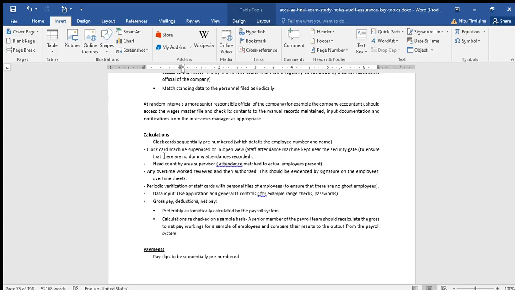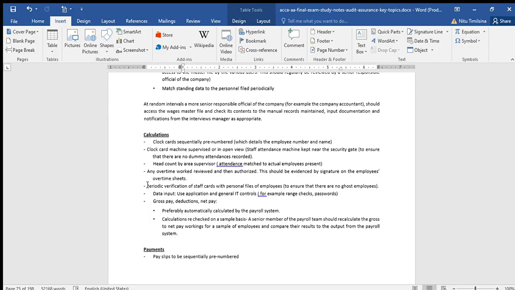Attendance and time calculations. Clock cards sequentially pre-numbered, which detail the employee number and name. Clock card machine supervised or in open view, and the attendance machine kept near the security gate to ensure that there are no dummy attendances recorded. Head count by area supervisor. Attendance matched to actual employees present. Any overtime work reviewed and then authorized. This should be evidenced by signature on the employee's overtime sheet. Periodic verification of staff cards with personnel files of employees to ensure that there are no ghost employees.